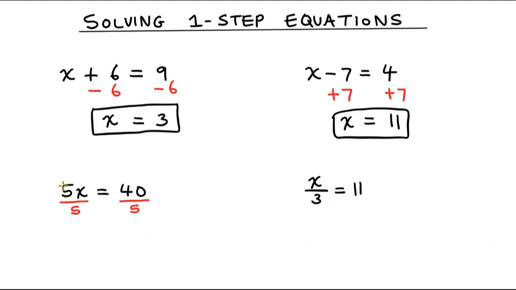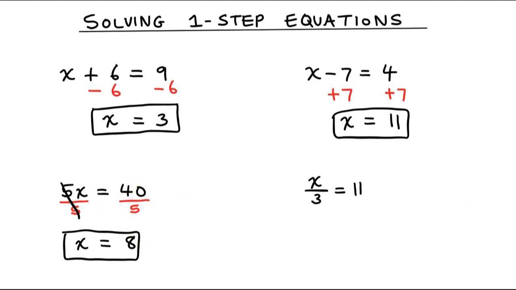So what we're left with, you can see the 5's just cancel out with each other. So I'm just left with x on the left. And on the right, I've got 40 divided by 5, which is 8. So my answer is 8. And you can see that 5 times 8 is indeed 40.